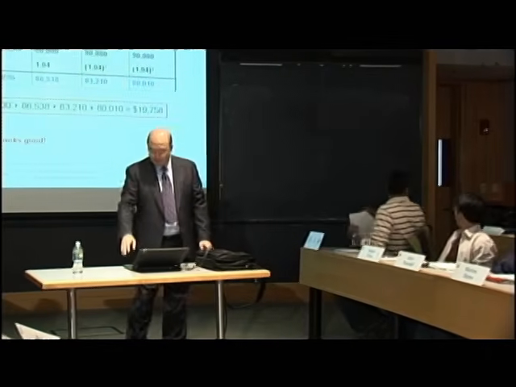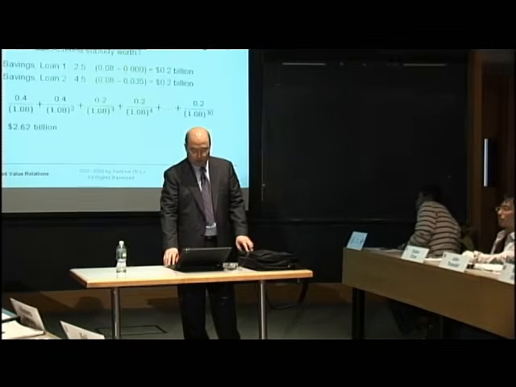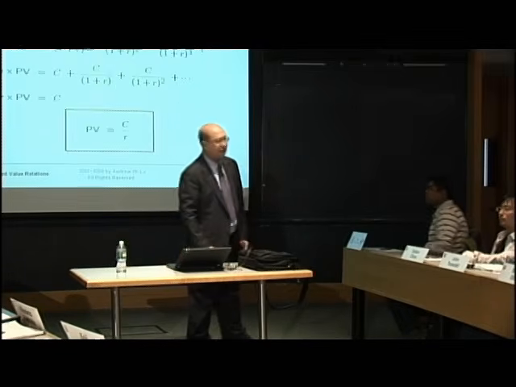And in the next few slides, I'm going to ask you to take a look at examples on your own. Here's an example, a real live example, where CNOOC, the Chinese oil company, made an offer to acquire Unocal about a year and a half ago. And I would suggest you take a look at this example and just do the back of the envelope calculation to see whether or not they provided a good deal or a bad deal.